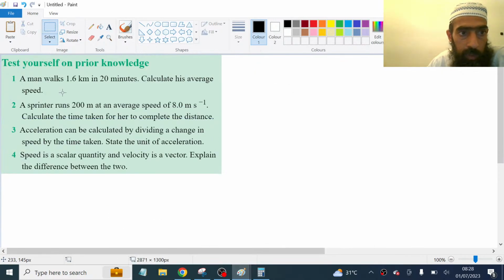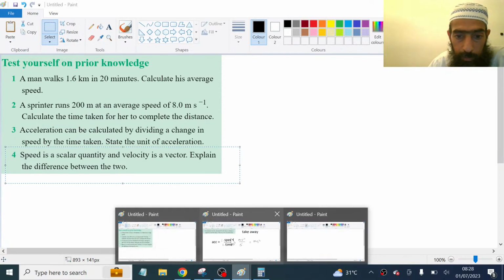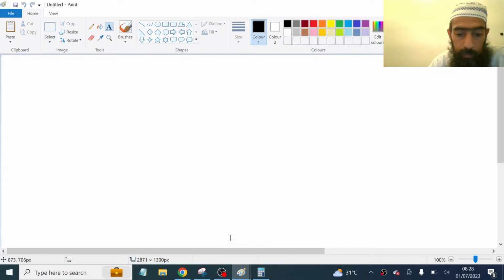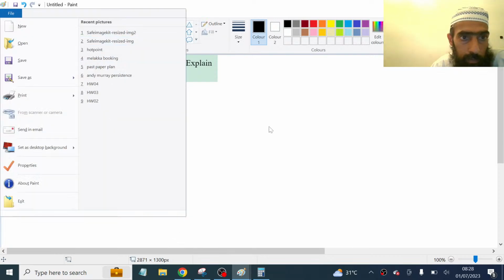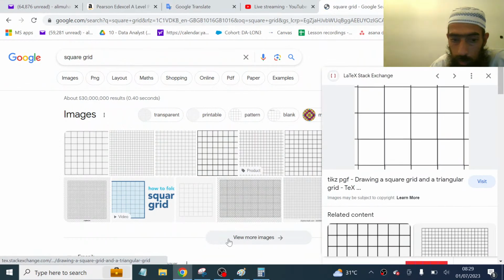Okay, and then the last one, we're talking about question 4, speed and vectors. Speed is a scalar quantity, velocity is a vector. Explain the difference between the two. So let's get a grid. This one looks pretty good.